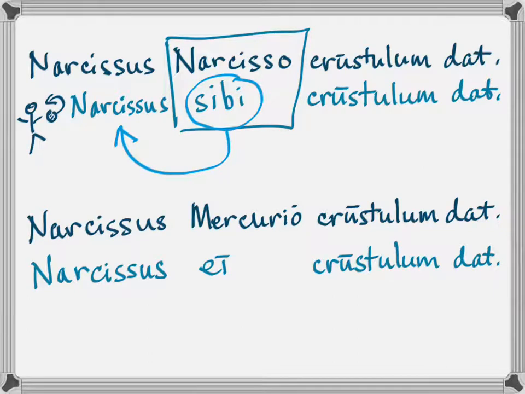And the second sentence here is Narcissus gives him a cookie, but this is a third party, not the subject. Narcissus gives someone else. Mercury. Pretend that's a little picture of Mercury with his winged cap. That's a horrible picture. Okay, moving on.